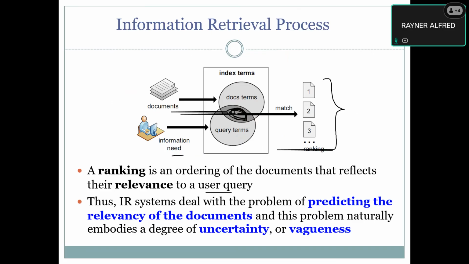As a result, an IR system deals with the problem of predicting the relevancy of the document. How do we quantify the degree of relevancy of each document in the database with respect to the query that you type? This problem naturally embodies a degree of uncertainty and vagueness. It means there is no clear-cut saying that this document is very relevant or not relevant. It depends on the calculation that we have.